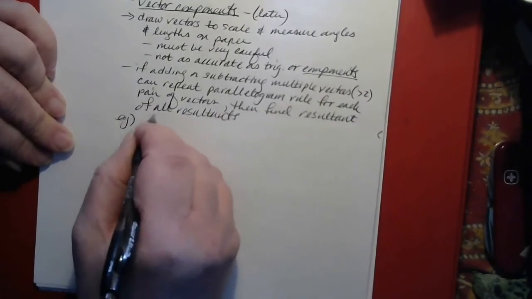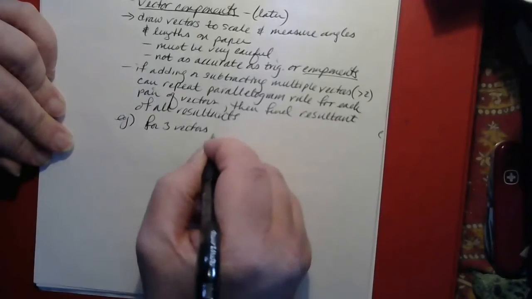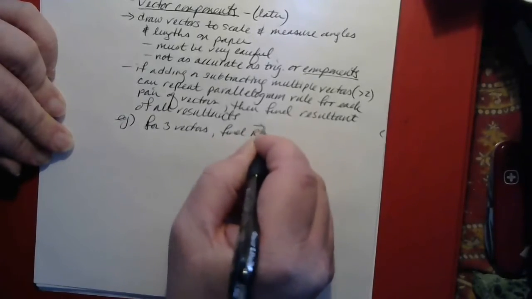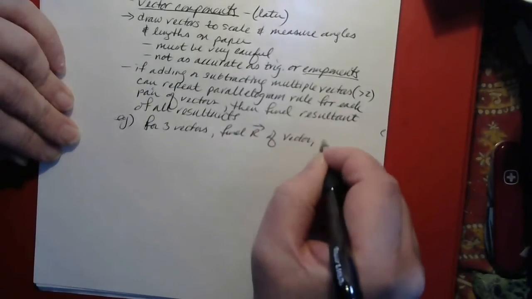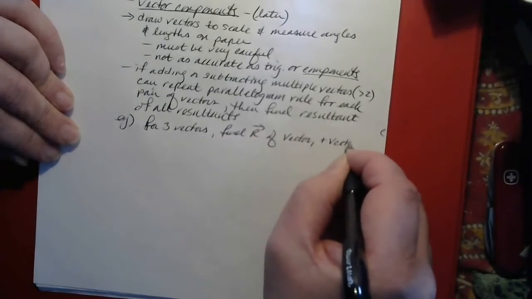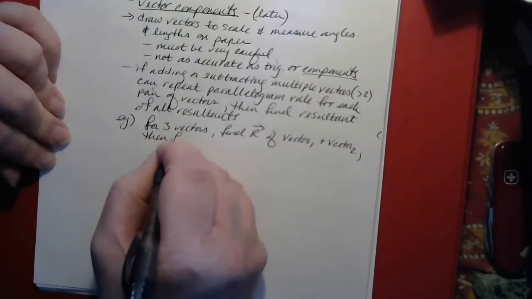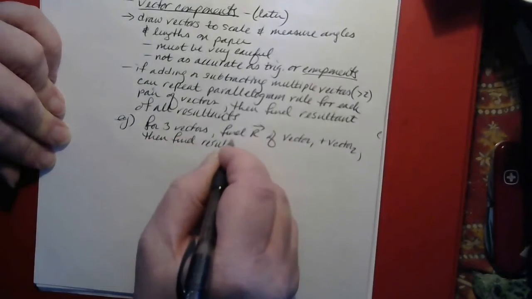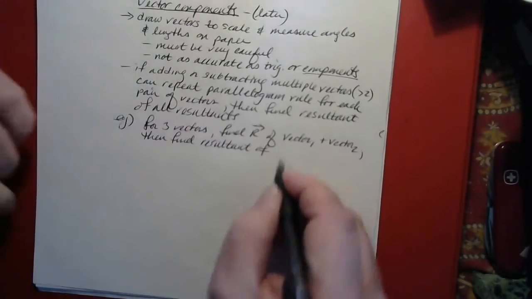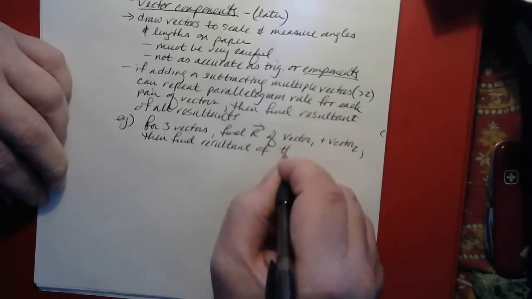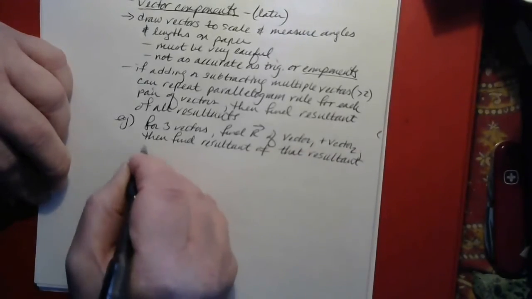So for example, if you had three vectors that you had to add up, you could find the resultant of vector 1 and vector 2. Then you need to find the resultant of the first resultant with vector 3.